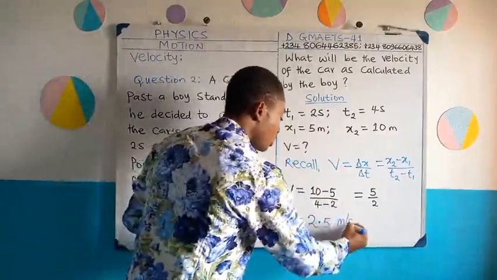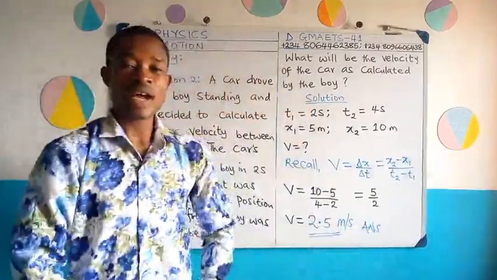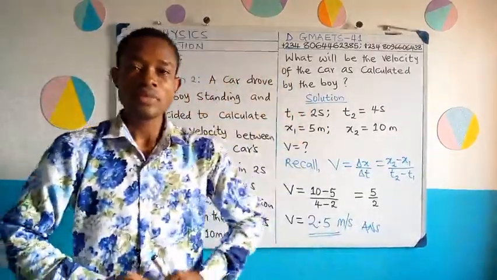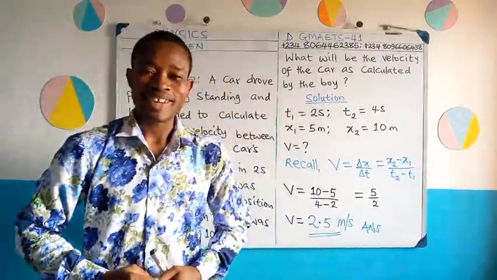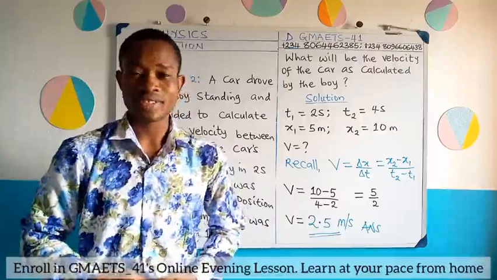So the velocity of the car is 2.5 meters per second. And that's the solution to this question. Next, we're going to talk about acceleration and its different forms, just like we just did for velocity.